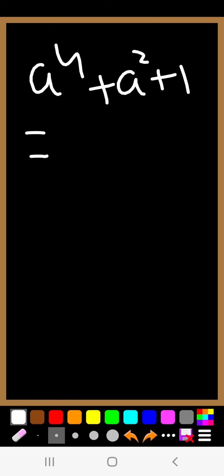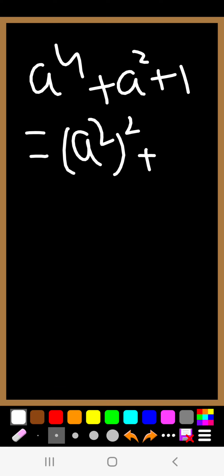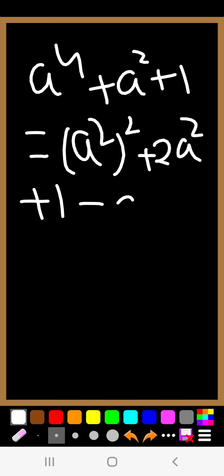So this can be done like a square whole square plus 2 times a square plus 1. Since we have taken 2 a square, and here in the question we had a square, that means we have added a square, so we have to subtract a square.